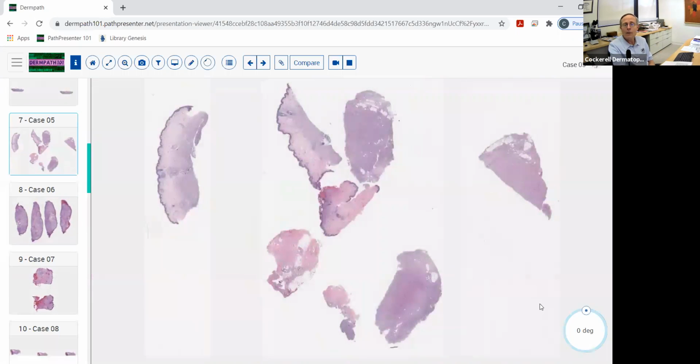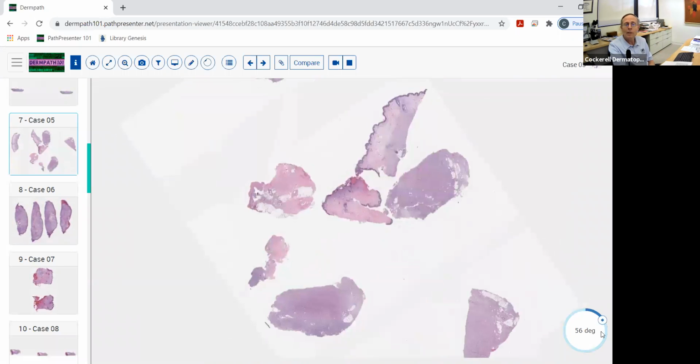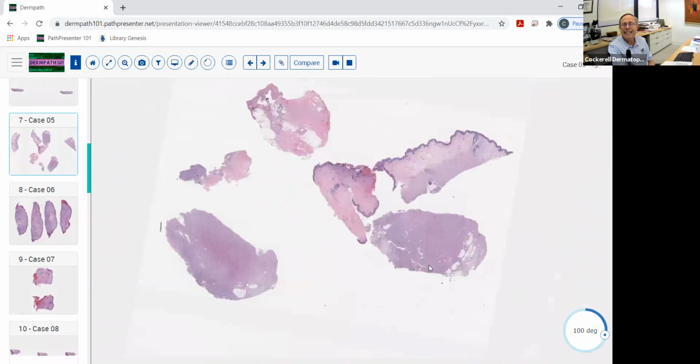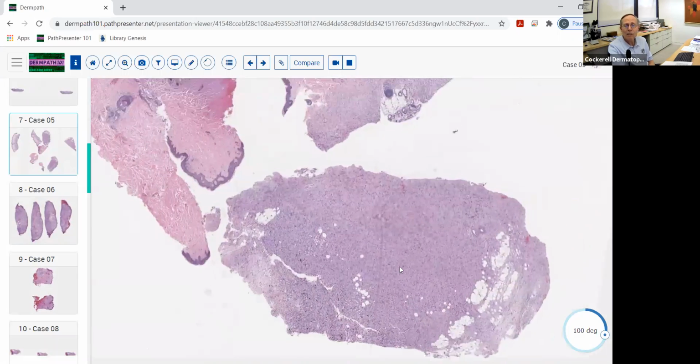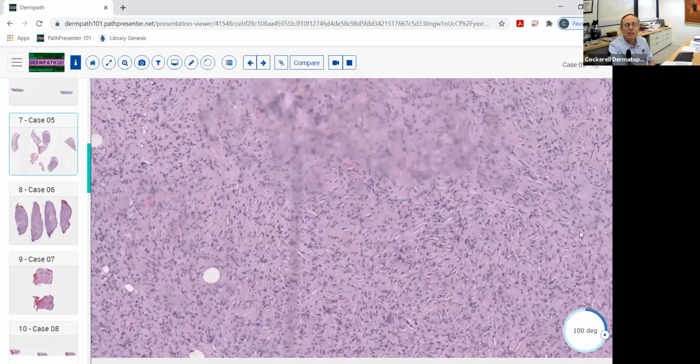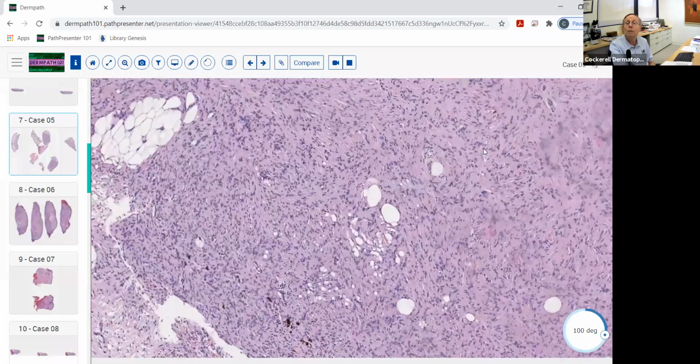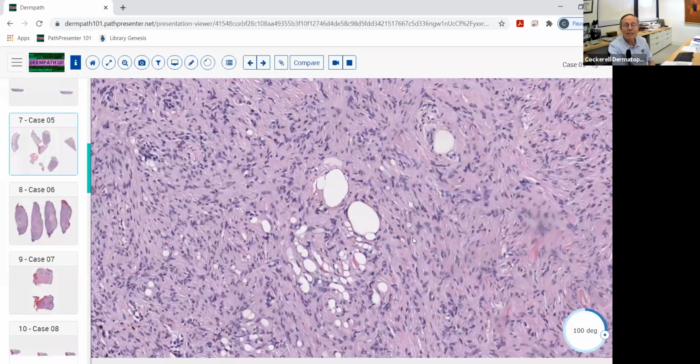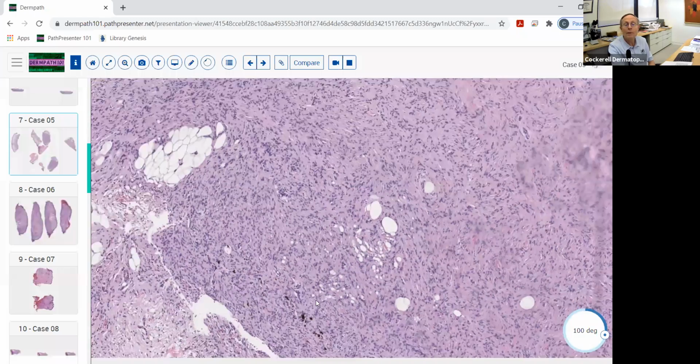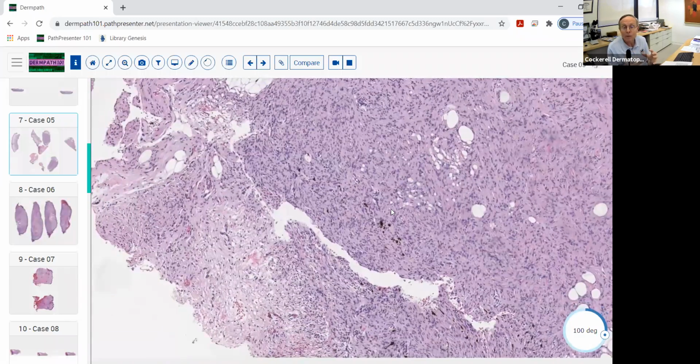Now here's another DFSP. This one's kind of interesting because it's got another finding in it that we occasionally see in these lesions. And notice this one's got the nice storiform pattern here, the spindle-shaped cells that are forming these fascicles and interweave. Storiform means like basket weave. That's what it means.